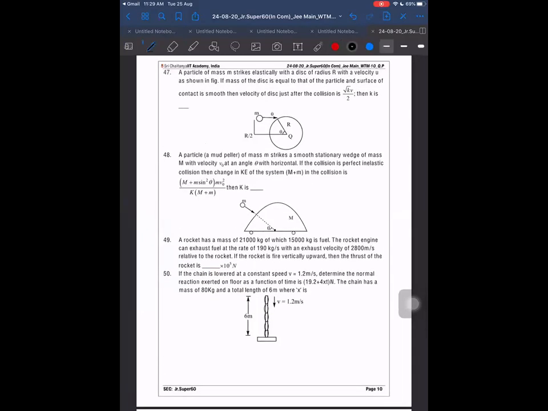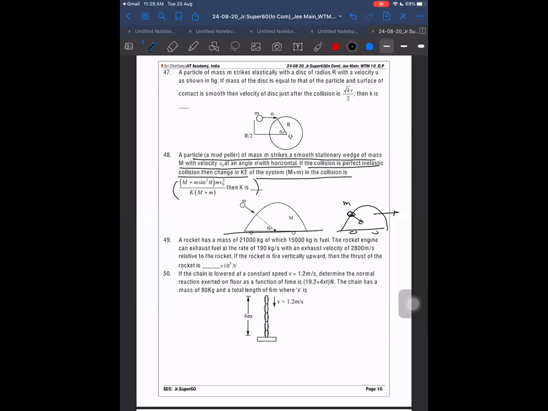This is a particle of mass m that strikes a smooth stationary wedge of mass M with velocity v naught at an angle theta with the horizontal. If the collision is perfectly inelastic, then the change in kinetic energy of m plus M in the collision is? Perfectly inelastic means they both move together later. It will strike and stick to it.